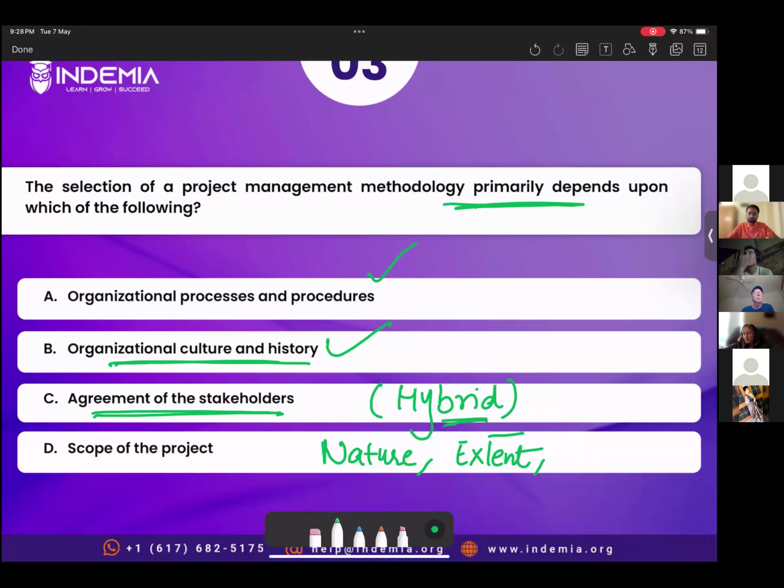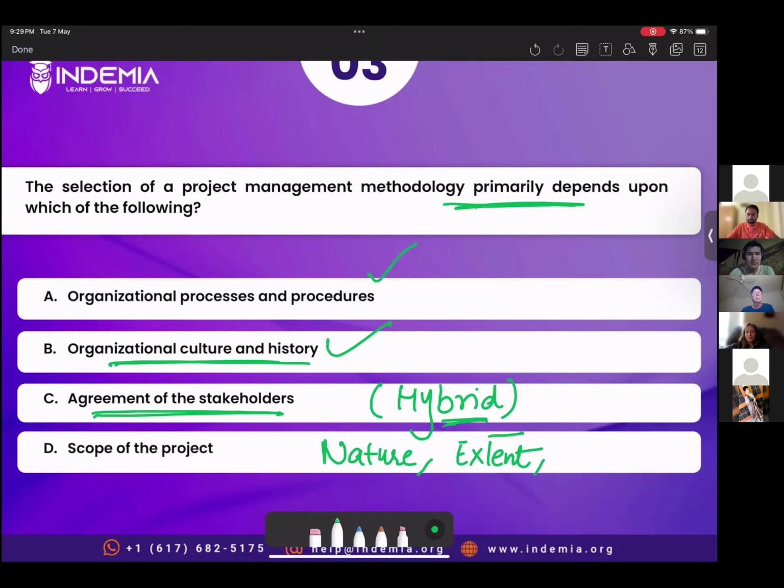So for example, if there is an infrastructure project, say you want to construct a house or a highway, and stakeholders don't agree. Some stakeholders say we need waterfall, others say we need agile. What would you be doing? Would you be waiting for the agreement, or would you be convincing the other stakeholders to go for waterfall because this is a requirement of the project? So the primary factor that defines which methodology you would choose is the need of the project.